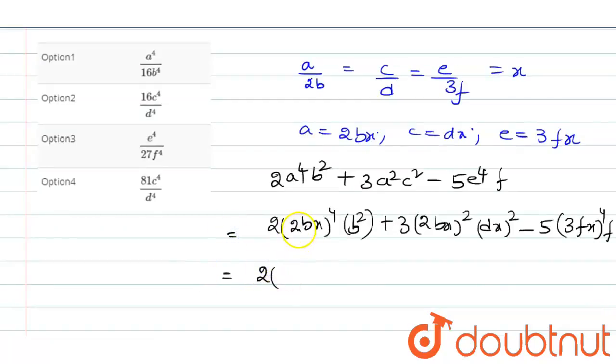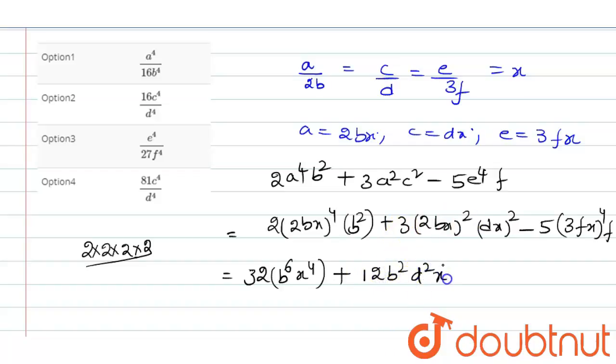That is equal to 2 into 2 power 4, that is 2 into 2 into 2 into 2. 2 to the 4, 4 to the 8, 8 to 16, 16 to the 32. So 32 b power 6 x power 4, plus 2 square, that is 4, 4 threes are 12, so 12 b square d square x power 4.